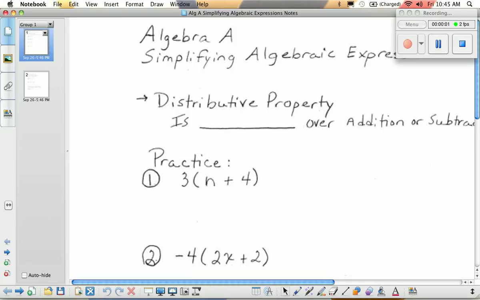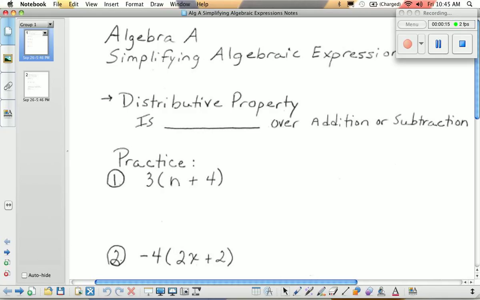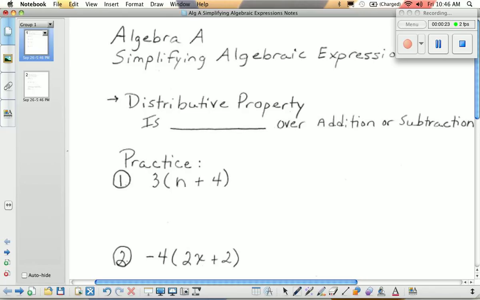Okay, so simplifying algebraic expressions today. When we're doing that, there's actually a couple of different things that can help us simplify, and one of those things is called distributive property. Does anybody have any idea of maybe what operation happens in distributive property? It's multiplication. Okay, oops, I guess I need a pen. Is multiplication over addition or subtraction?